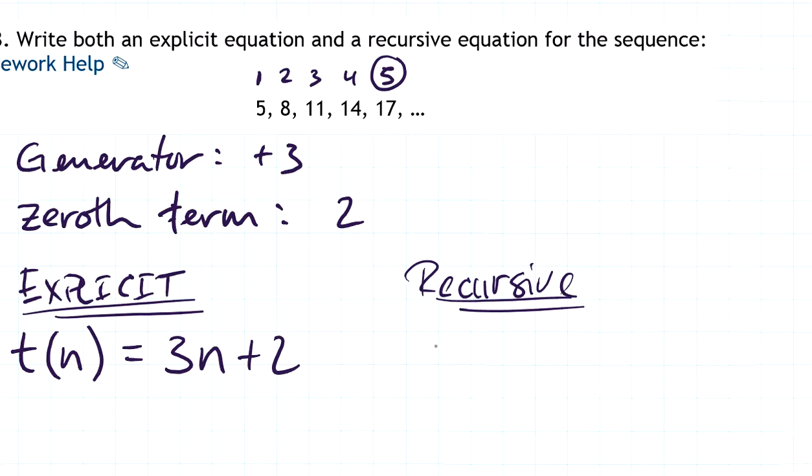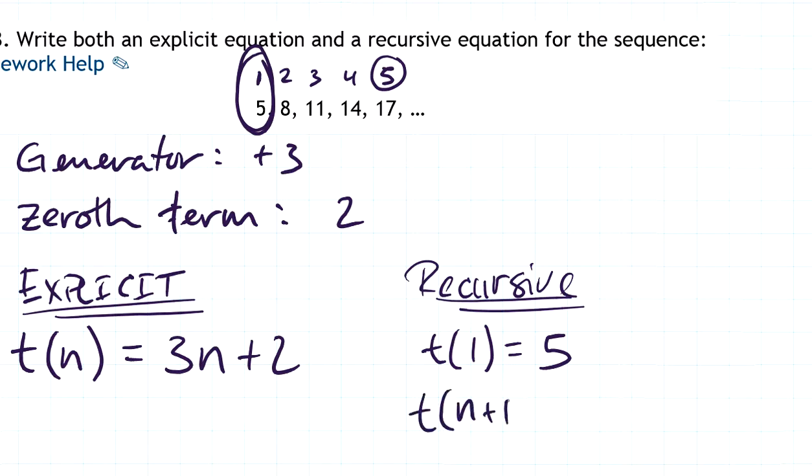So this sequence starts at 1, so I would say, hey, t at the value of 1. I'm sorry, it doesn't start at 1. Yes, it's the first term, but t at 1 is equal to 5. That's this value right here. The first term is 5. And this is how I read this again: the next term in a sequence is equal to the term that you're currently at. And that's what t of n represents, the value of the term you're currently at, plus 3 more. So together, those two statements comprise the recursive rule, right? Where we start and how we go from one to the next, to the next, to the next.